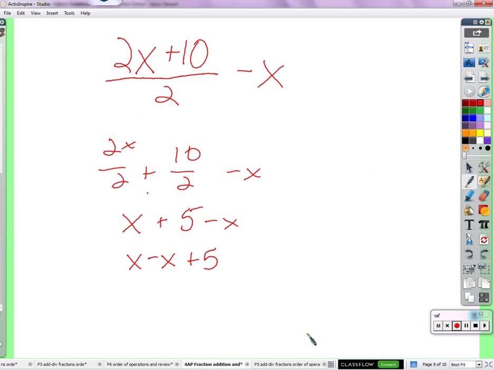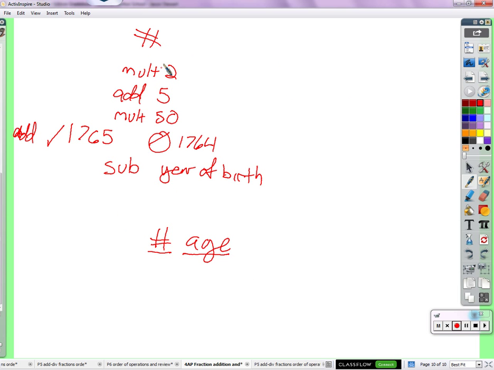Represent a number with x. I'll get you started. You start with the number x. What's the first thing you do? That's the next thing you do. Fine, you just keep going like that.